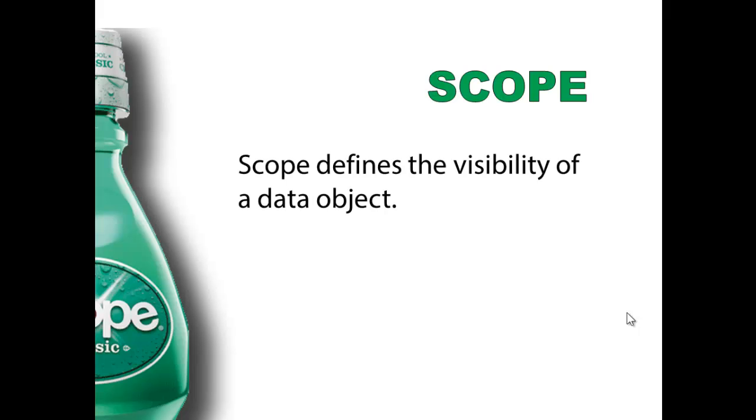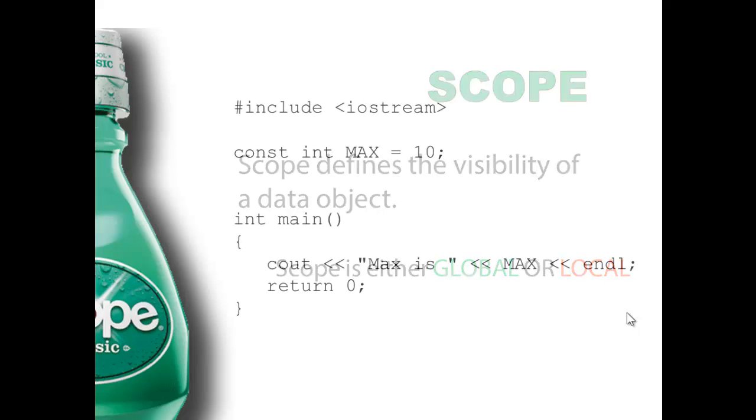What happens, though, is people place those constants in different places within their program. So we need to understand the idea of scope. Scope defines the visibility or the accessibility of a data object. So in this case, we're talking about constants. And what I mean is that a constant is either globally visible or locally visible. And I'm going to give you an example in the code that follows.